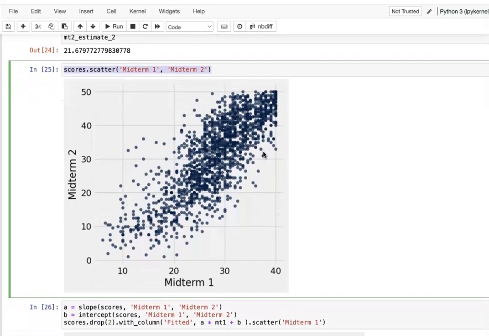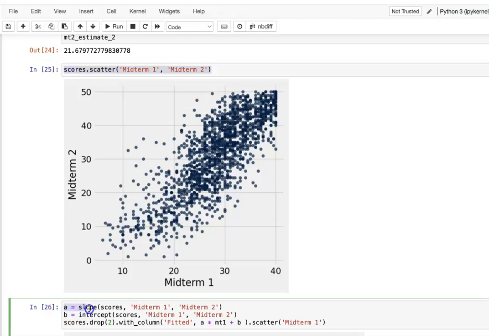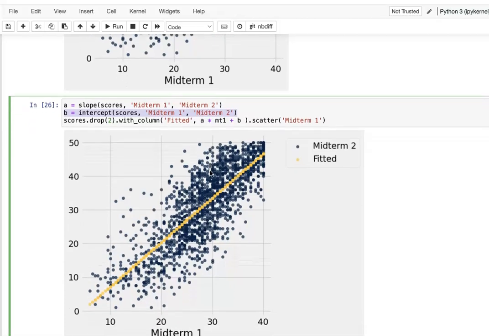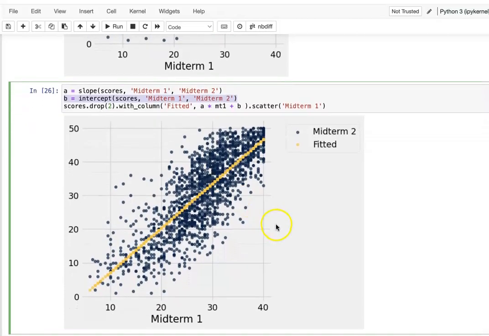So how about we try to find our regression line? In order to find the regression line, we need to have the slope and we need to have our intercept. So we just plug into our function. Then let's get that fitted line into our scatter plot, and then we look again. Yeah, so that's our scatter plot.